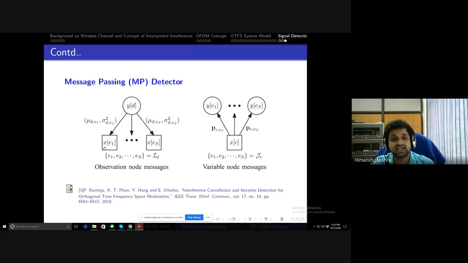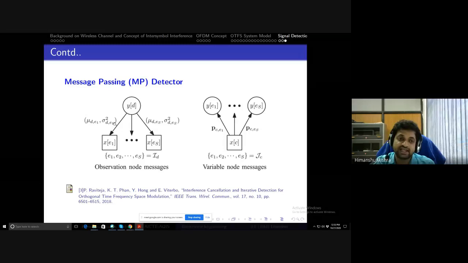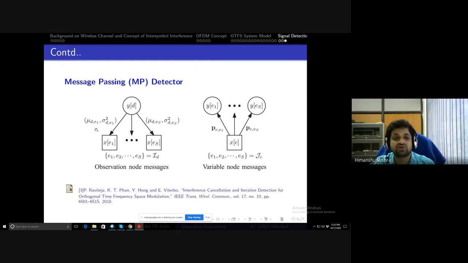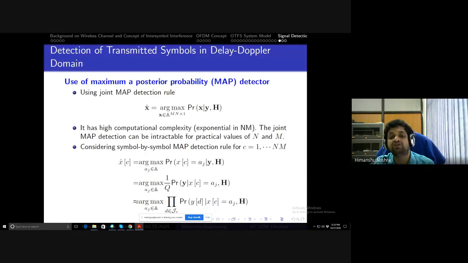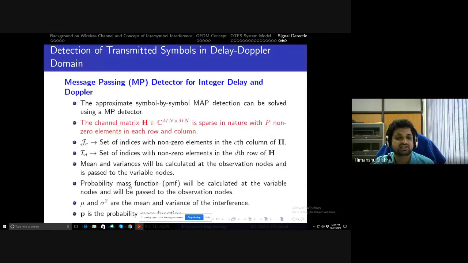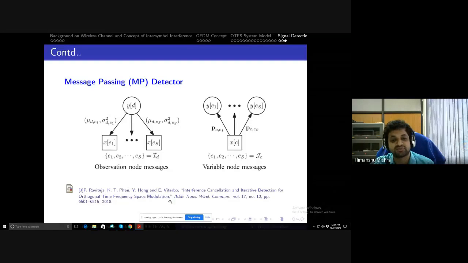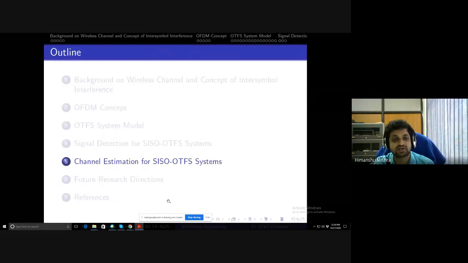Initially the message will be passed from the received signal to the variable nodes. These are the mean and variance of the interference. Then at the variable nodes, some probability mass function will be calculated, and it has to be passed back. Then, using the knowledge of all this mean, variance and probability mass function, this probability will be calculated. Its maximum value will give you the transmitted signal. That concept is in this paper. You can study this paper to follow this.